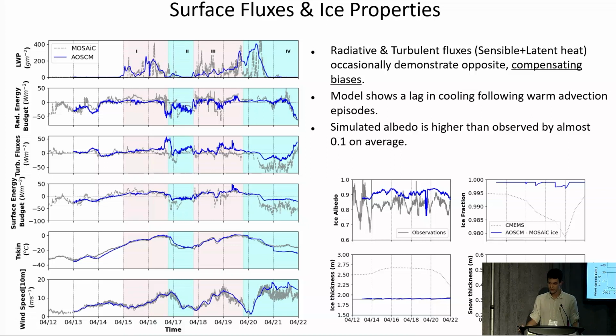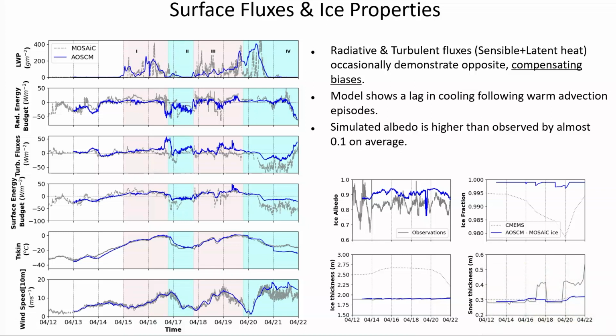I don't think we're going to have time to look at all of them, but there's liquid water path and radiative fluxes and turbulent fluxes, the surface energy budget, and then temperature and velocity near the surface, and then, of course, at the right, all the sea ice properties and their evolution: albedo, ice fraction, and thickness of sea ice and snow. So I think the main takeaway of this slide is that the AOSCM is actually doing a very good job simulating this entire period, but it's not always doing a great job.